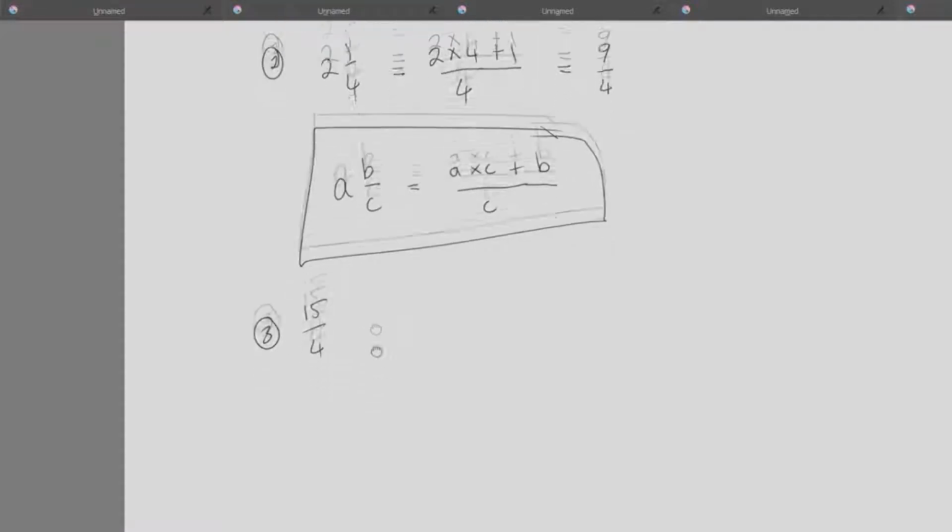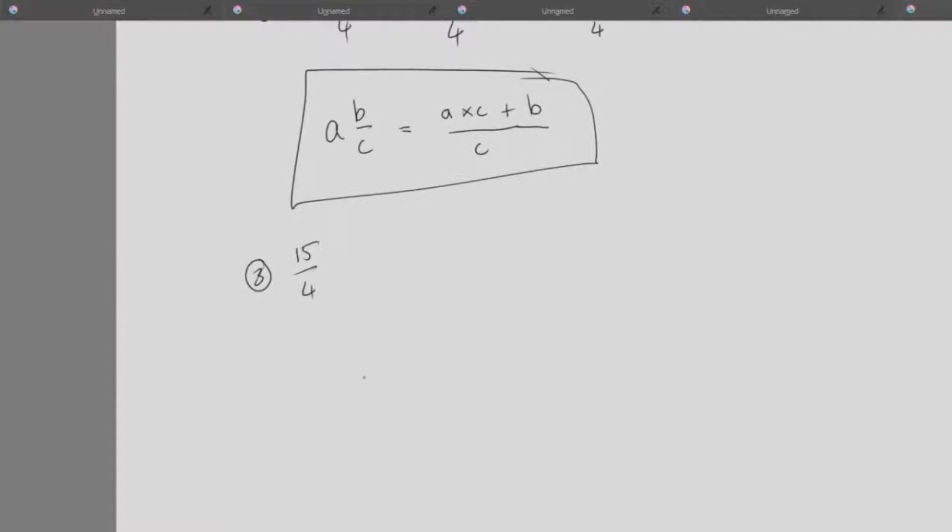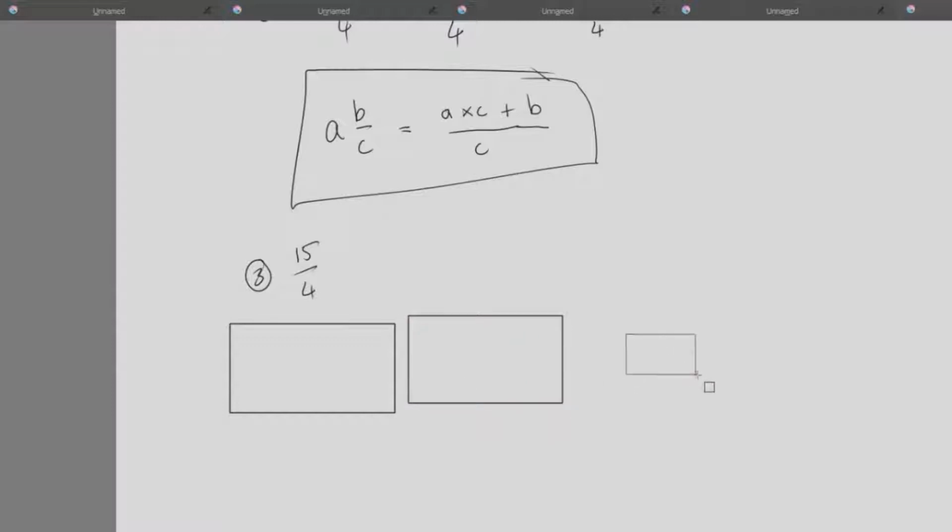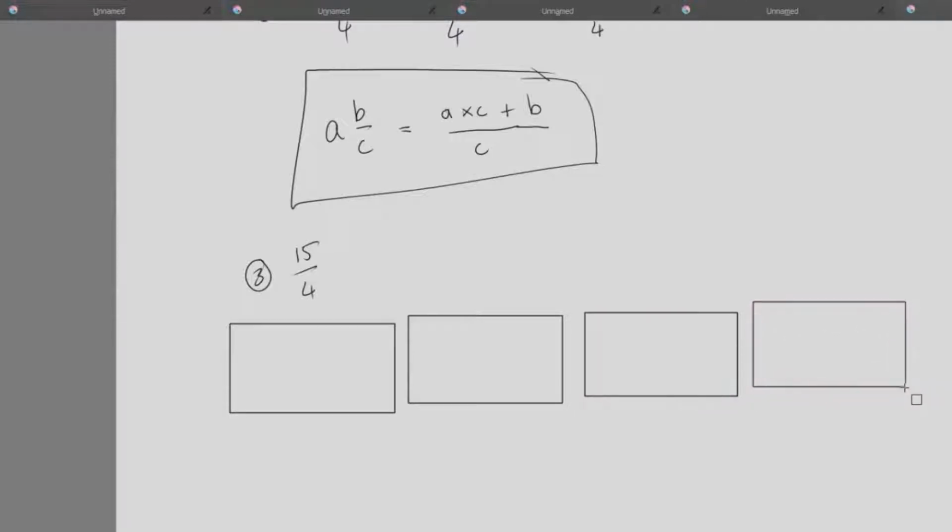Well, let's think. Let's draw it out. It's our first one to convert from an improper fraction to a mixed number. 15 over 4. That's going to be 4 slices, another 4 slices, 8 slices so far. Another 4 slices, so 12 slices so far. Another 4 slices, so 16 would be enough to give myself 15.